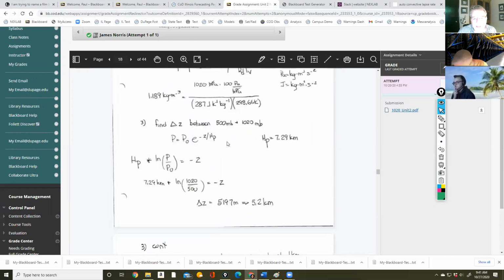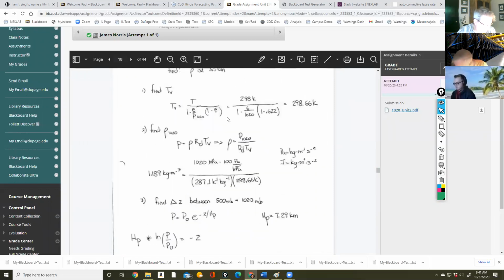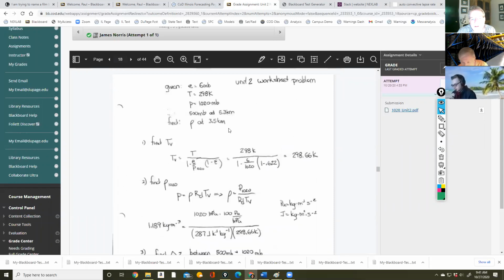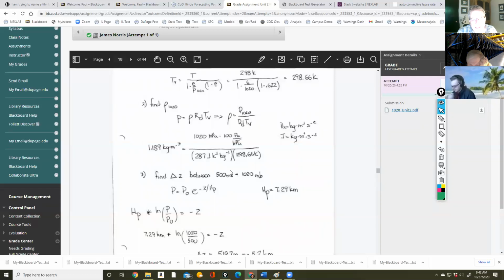Because you want to solve for H. So you've got the changes in the heights. And really, I should have said G of potential height. So I know that it's at 5.3 kilometers. So delta Z is 5.3 kilometers. Then you take the natural log of 1,020 and 500, and you solve for H. So go ahead and do that.